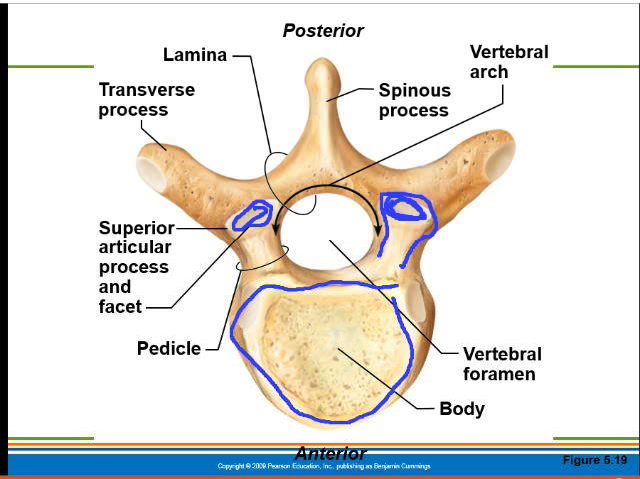Notice when these fuse together, guys, there's a hole right there. Through this hole, the actual spinal cord is going to run. The spinal cord is going to run through that particular hole itself.